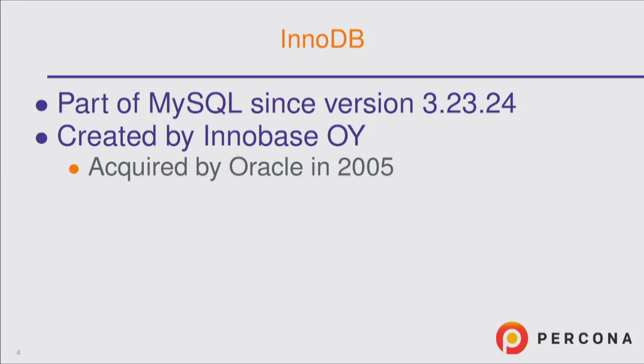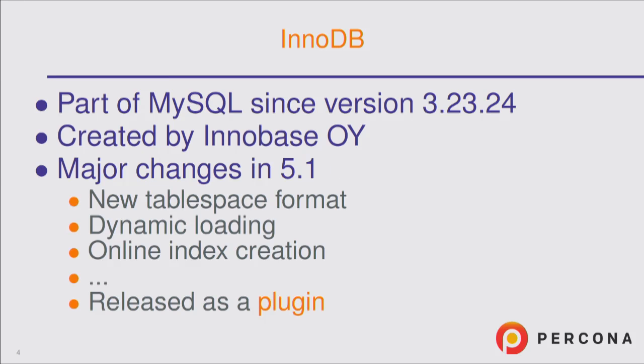In 2005, Innobase was acquired by Oracle. Development of InnoDB continued, but again, it was hard to make revolutionary changes for a built-in storage engine, because built-in engines are more tightly coupled to the server than pluggable ones. InnoDB had major changes in 5.1. It introduced a new tablespace format, Barracuda, dynamic row format, and the first online operation, online index creation. This version of InnoDB was released as a plugin. It was first shipped separately, and then shipped together with MySQL, but as a plugin.